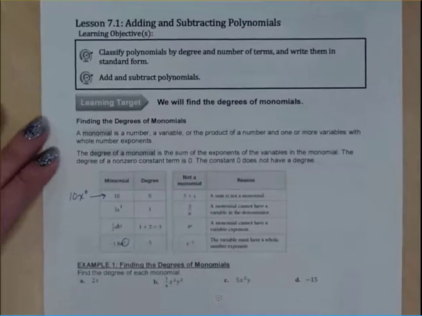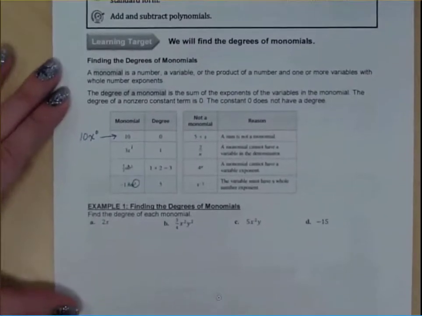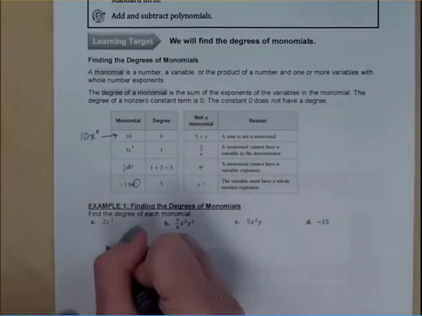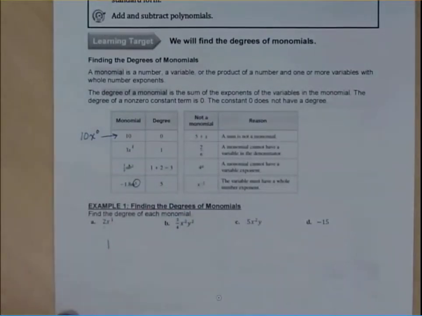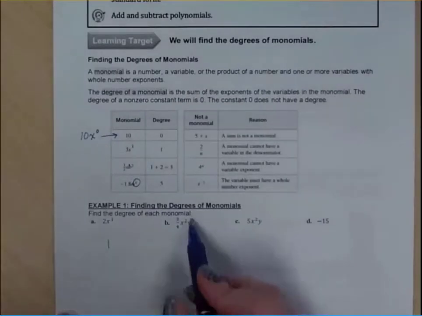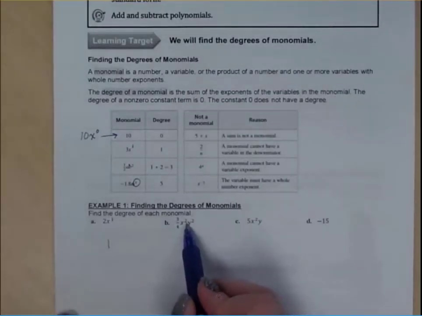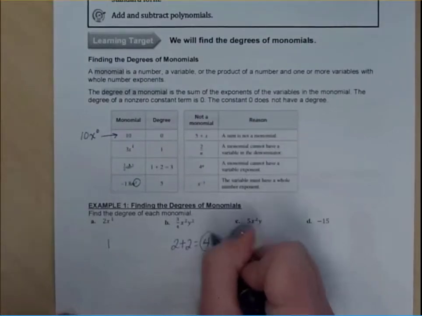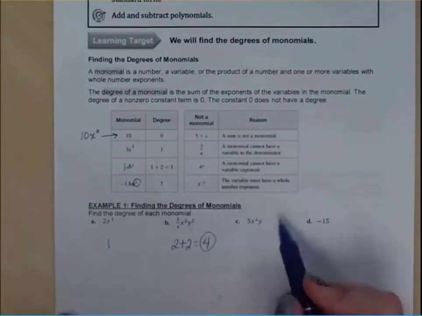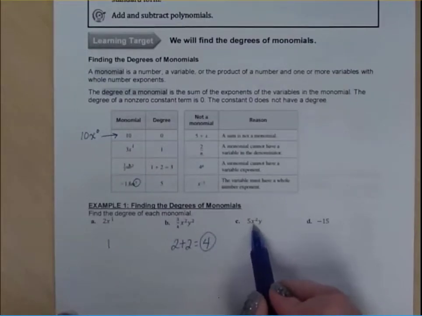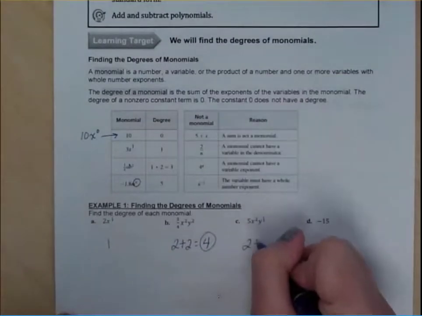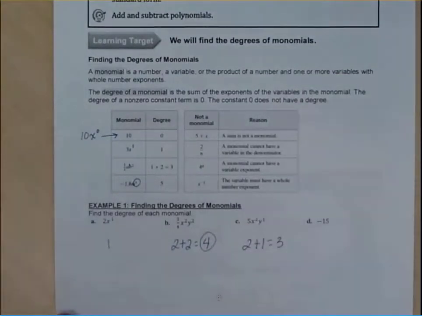So let's take a look. What is the degree of these polynomials? I've got 2x to the 1st power, so my degree here would be 1. Now, my next one, I have 2 exponents. So I'm going to find the sum of these exponents. So 2 plus 2 is 4, giving me a degree of 4. Now, with c, I have 5x squared, y to the 1st, so that's 2 plus 1, which gives me 3. So the degree here is 3.